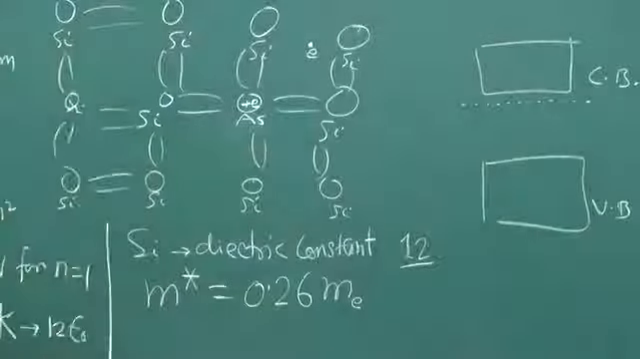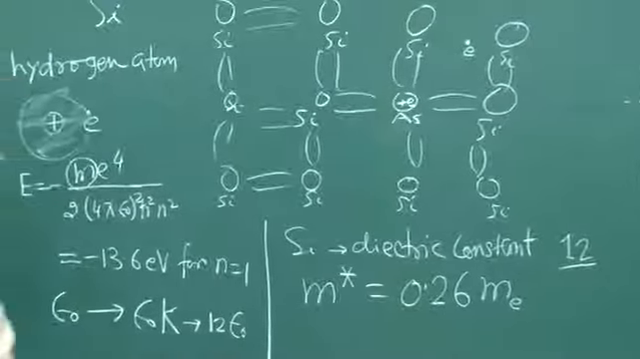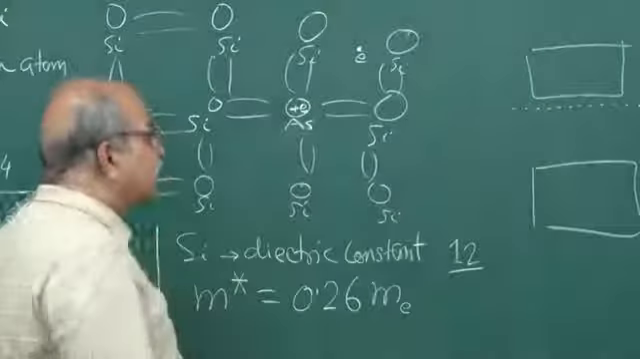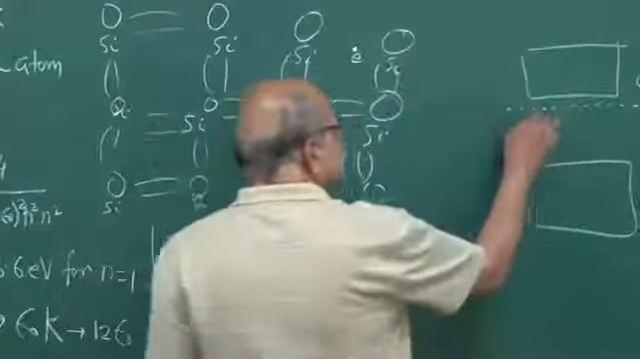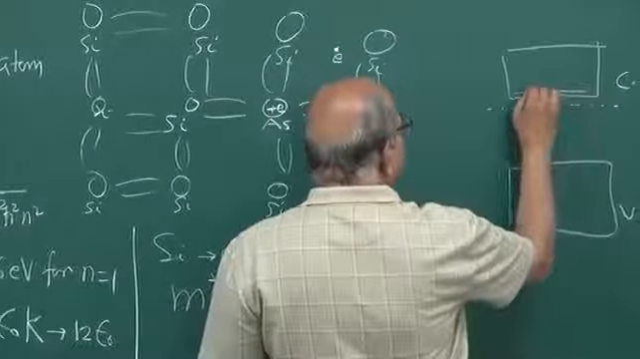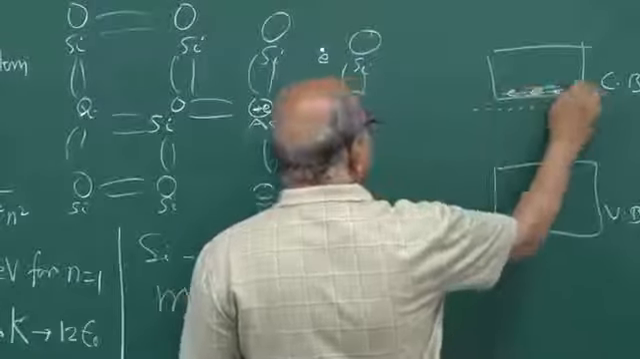So that we discussed about the impurity levels. Nevertheless, this is close to this and of the order of kT, and therefore these electrons which are there, they jump here and populate some of these quantum states in this conduction band.